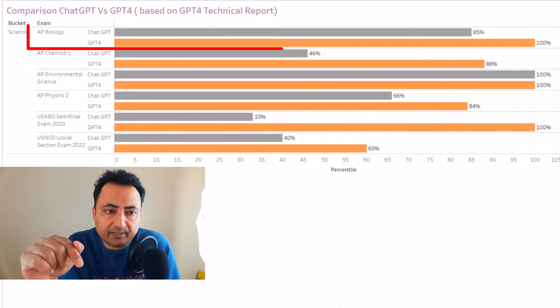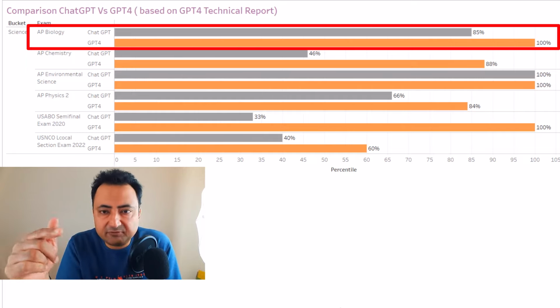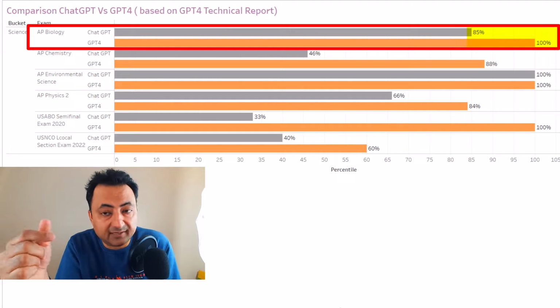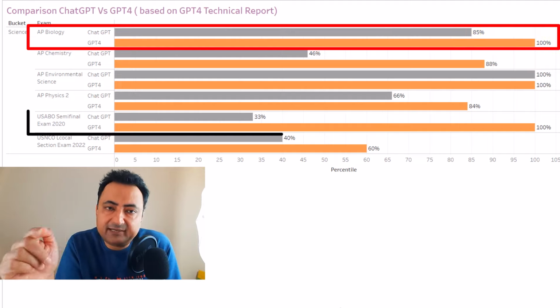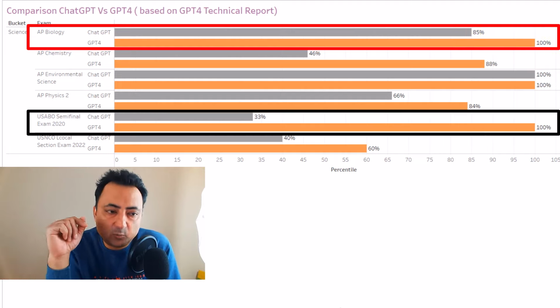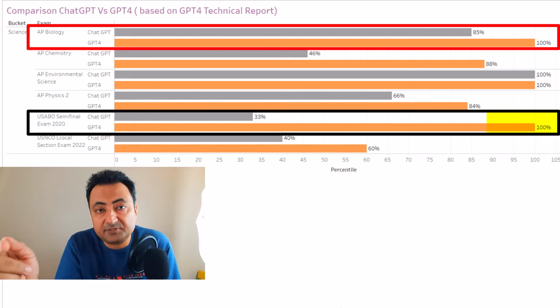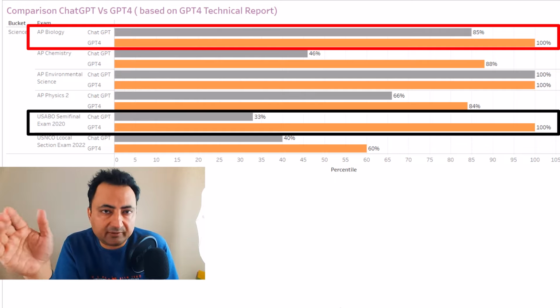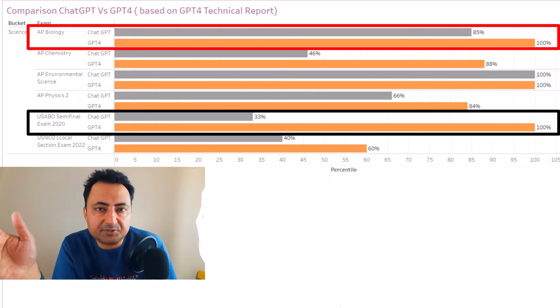If you look at AP biology, the performance for ChatGPT was phenomenally good, 85%, but GPT-4 goes all the way to 100%. It's not 90, it's not 99, it's 100. And then it repeats the same thing again with the Biology Olympiad, which is a much more difficult exam. So we're going from 33% for ChatGPT all the way again to 100%. Why is there such a huge difference in performance, where biology is at 100% throughout, whereas it's not able to do the same for chemistry?